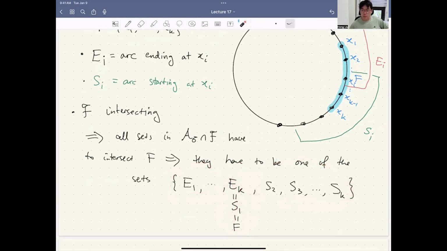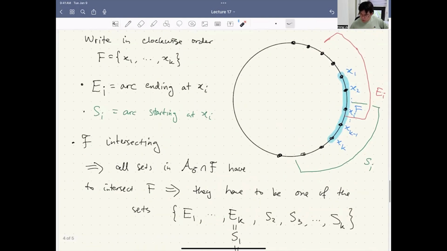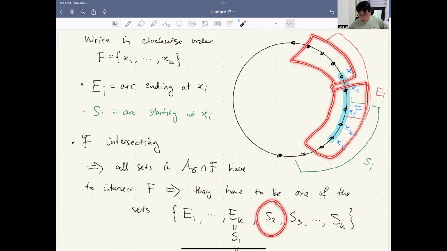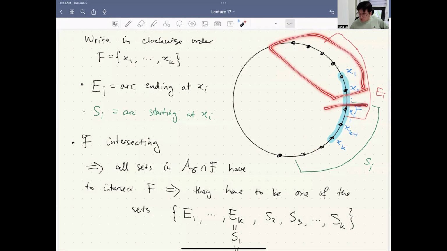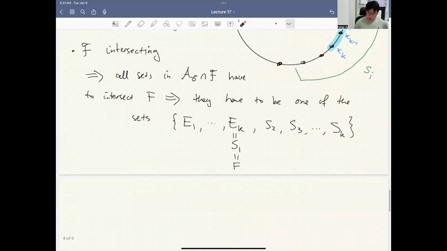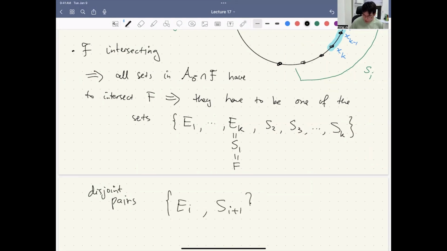We can actually pair them up into disjoint pairs because E1 ending in X1 is disjoint from S2 starting in element 2. E2 ending in X2 is disjoint from S3 starting from X3. You can pair them up. So we have the disjoint pairs, EI and SI plus 1, where I goes from 1 to K minus 1, disjoint pairs.